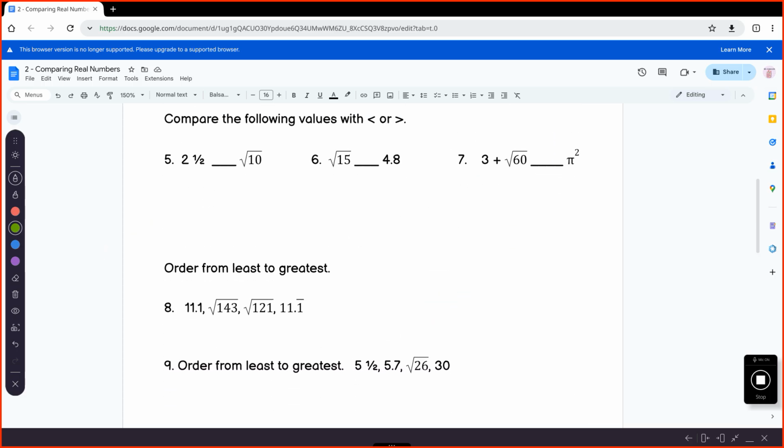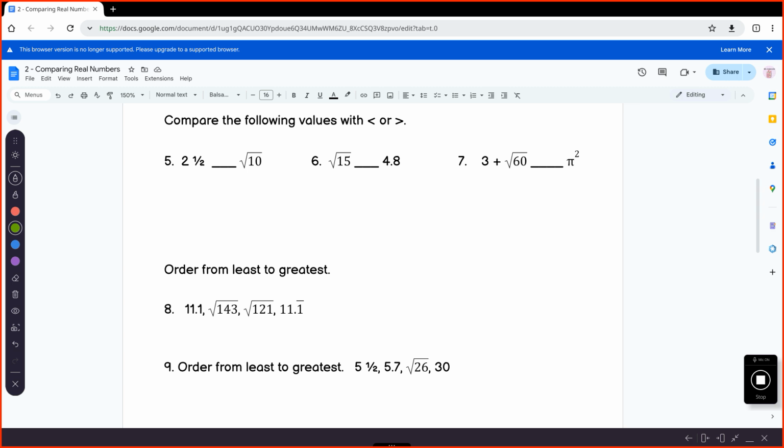All right, number 5, we have 2.5 and the square root of 10. The square root of 10 falls between the two perfect squares, the square root of 9 and the square root of 16. So that's 3 and 4, right? The square root of 10 is way closer to the square root of 9 than it is to the square root of 16. So therefore, the square root of 10 is closer to 3 than it is to 4. So I'm going to approximate the square root of 10 to be about 3.1.